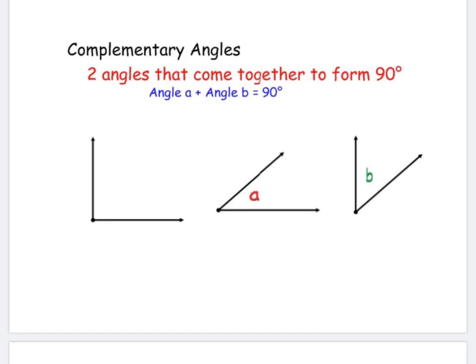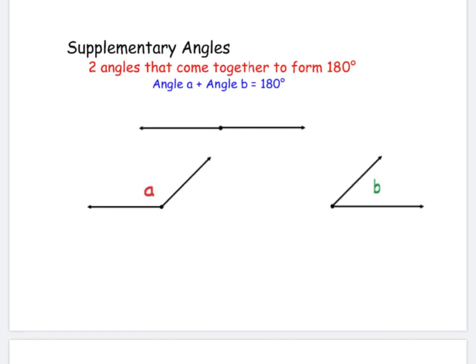So if these two angles were complementary, angle A and angle B together would equal that 90-degree angle that you see in the picture. Supplementary angles are very similar, except they make a straight angle or a 180-degree angle. So I have a straight line which is 180 degrees. If I put angle A and angle B together, angle A would be here, angle B would be here. Together they would make that entire straight line, or that 180-degree angle.